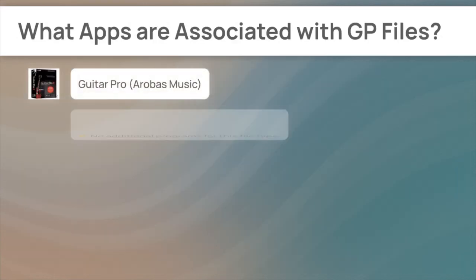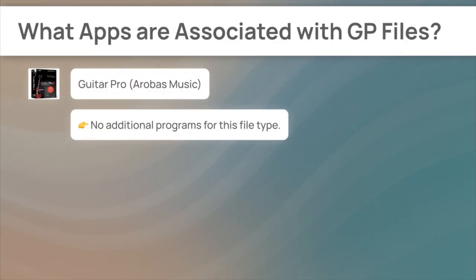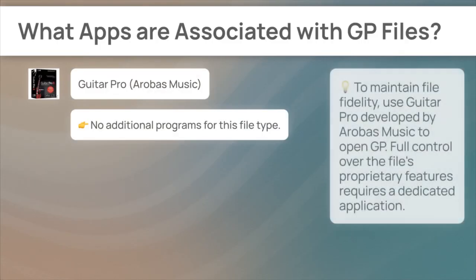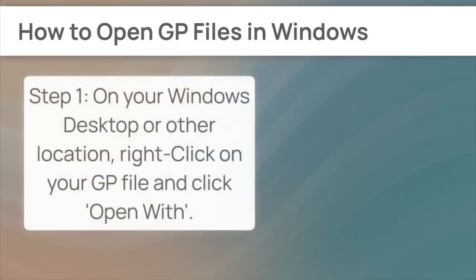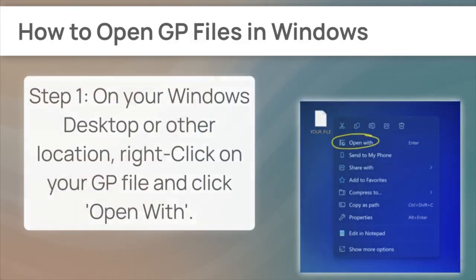Most users will find that Guitar Pro, developed by Arobas Music, is the best tool for GP. Full control over the file's proprietary features requires a dedicated application. Windows can detect the file, but not its meaning, so proper reading requires the associated program. We're testing the system's interpretation of the file's data.